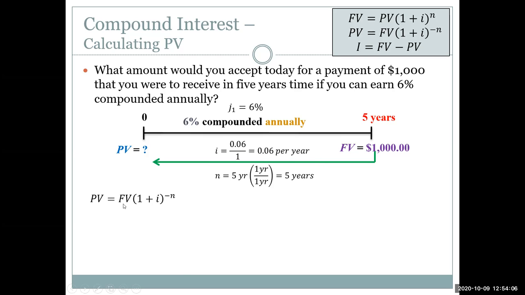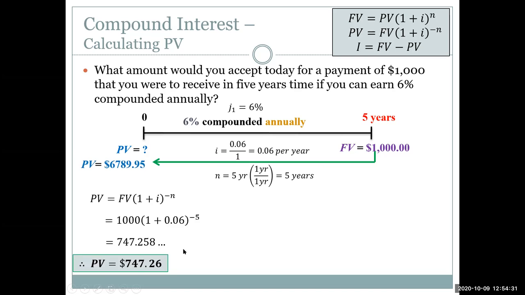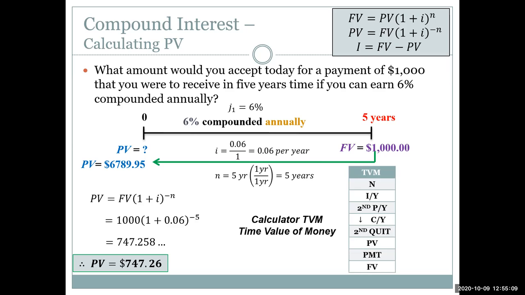Remember, the formula for present value is the same as the future value one, but the power on the 1 plus I is negative n, and now we have future value in front of the factor. We put in our numbers, 1,000 times 1 plus 0.06 to the negative 5. Try that out on our calculators, keeping all the decimals: 747.258, etc. And then rounding our final answer, our present value that we would accept today is $747.26. So we're saying here that rather than wait 5 years and get $1,000, I'd be willing to accept $747.26 today, so a bit less, because these two amounts would be equivalent, considering that the interest rate would be 6% annually. Again, if you want to do the time value of money on your calculator, there's the information to enter.